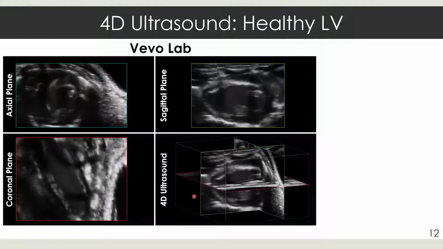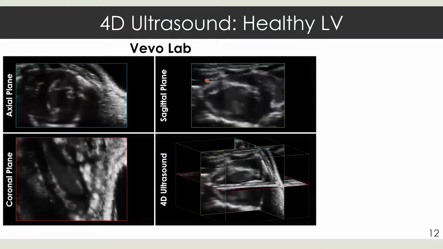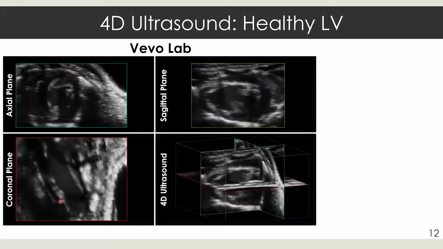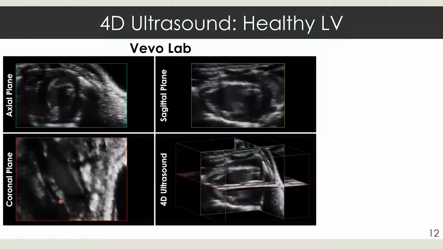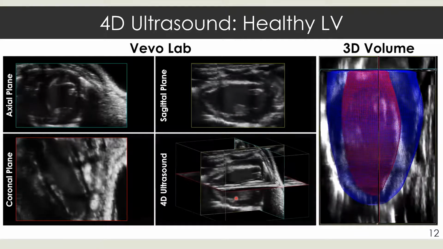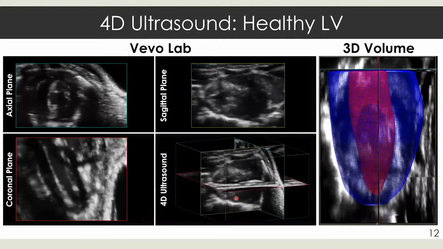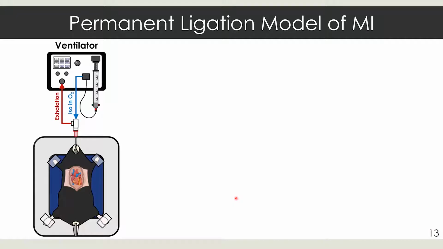I wanted to showcase that even though we acquired the data in short axis, we can get these coronal plane and sagittal plane views. And this enables us to look at regional differences in terms of the contractile patterns. And you can then render them onto a 3-dimensional volume to see how the heart contracts over time. And since that was a healthy heart, you see uniform contraction throughout.